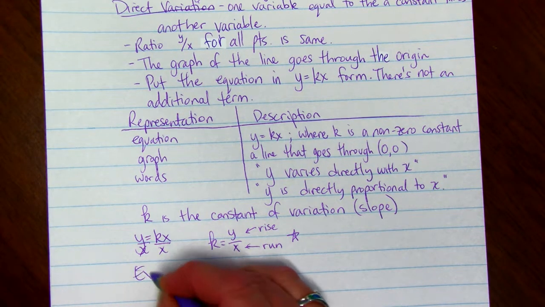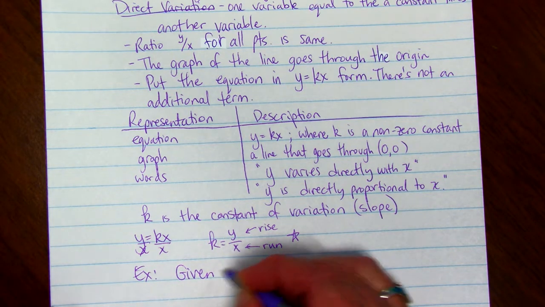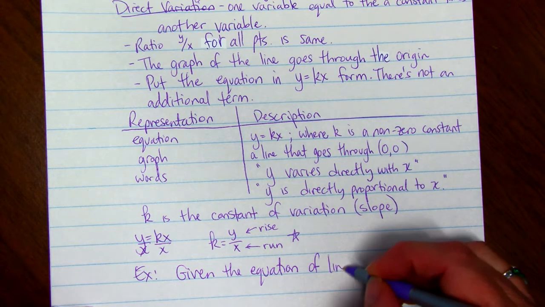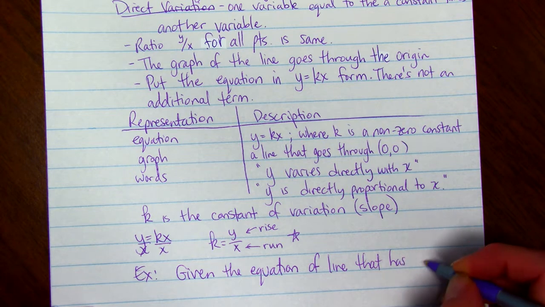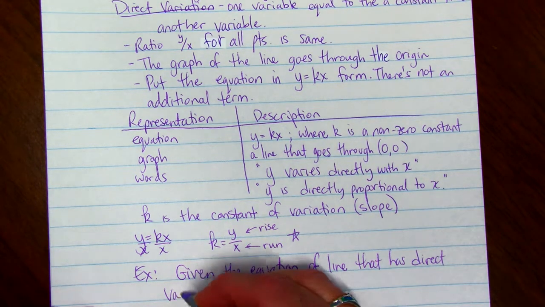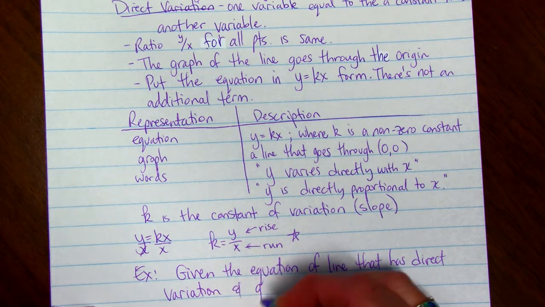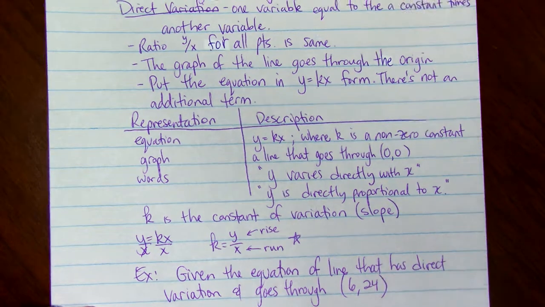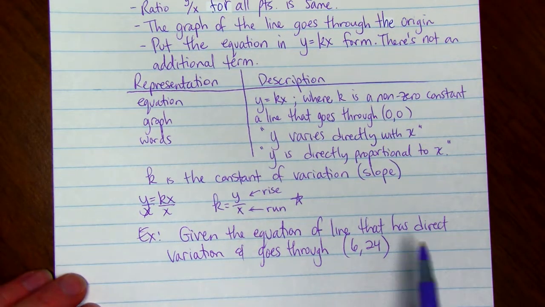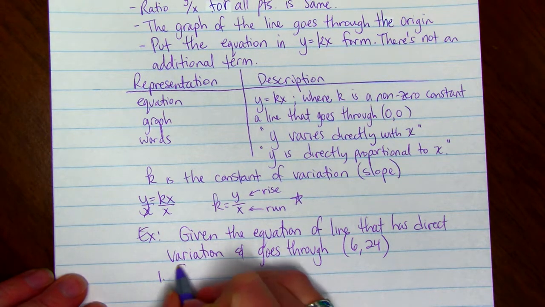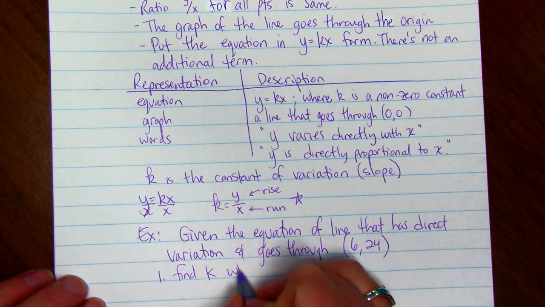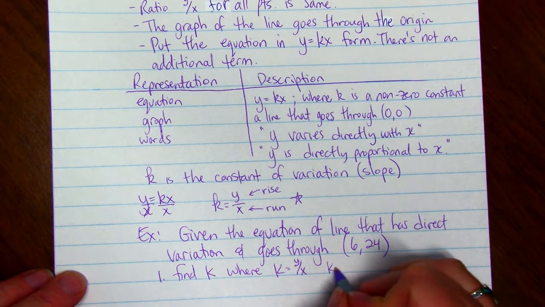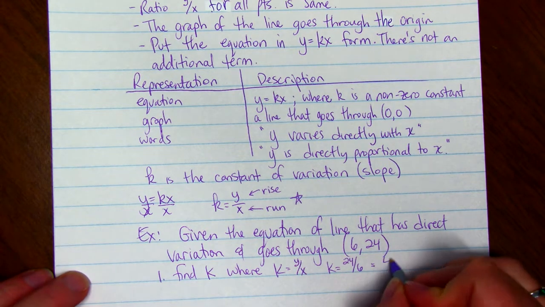Okay, let's do an example. We're given the equation of a line that has direct variation and goes through the point 6, 24. Since we know that it has direct variation, we can find k, where k equals y over x. So we already know our y and our x, so k equals 24 divided by 6, or 4.